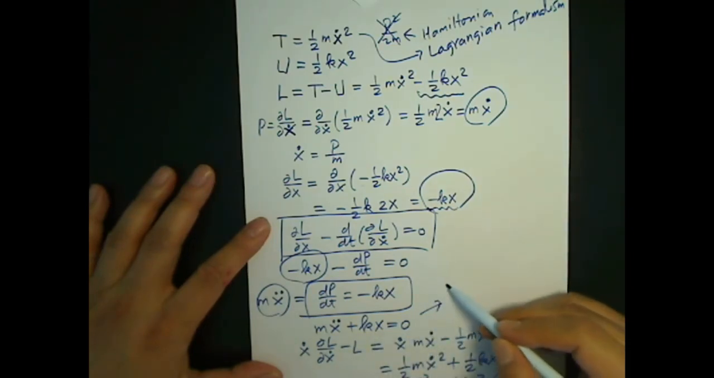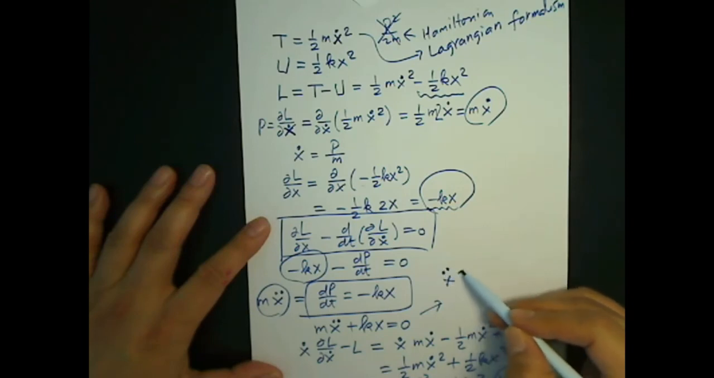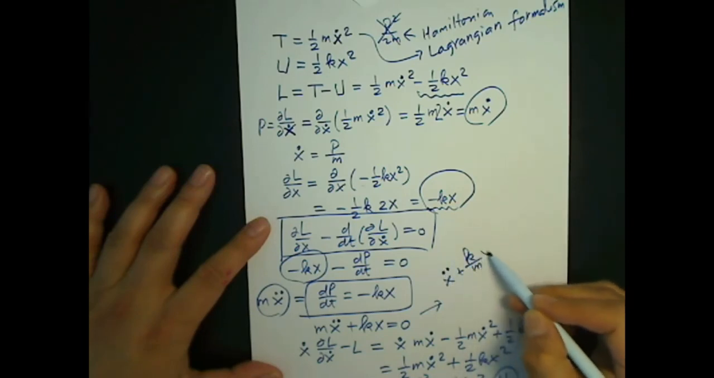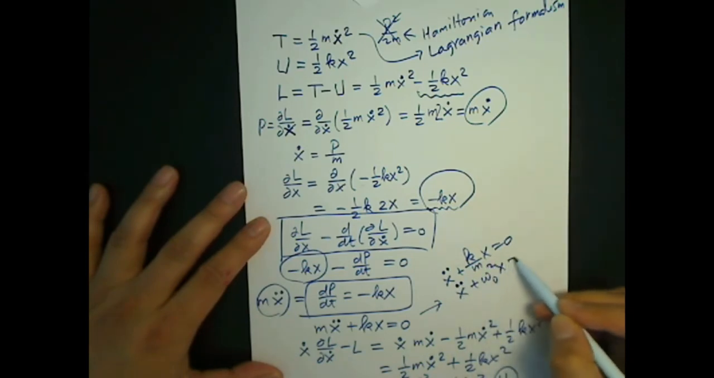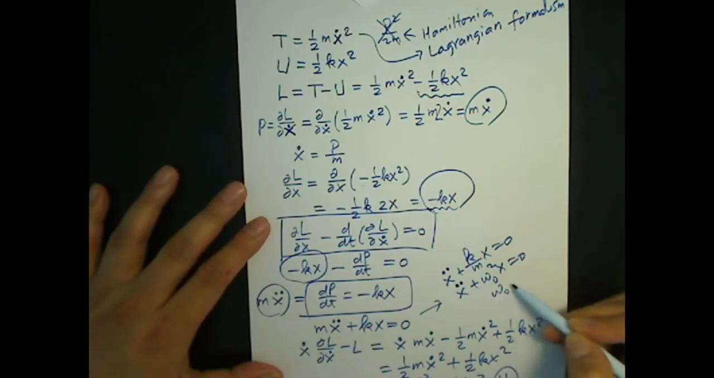That is the same as what we previously had, x double dot plus k over m x equals 0, or x double dot plus omega 0 squared x equals 0, where omega 0 is the characteristic frequency, square root of k over m.